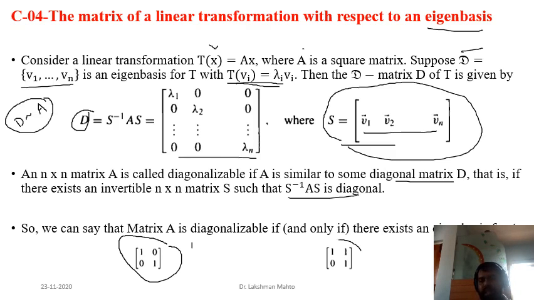But take the second example, also a 2 by 2 matrix. This one also has eigenvalue 1 with algebraic multiplicity 2. But this matrix is not diagonalizable, because it does not have an eigenbasis. So this matrix is not diagonalizable, but the first matrix is diagonalizable. I have taken both kinds of examples. Other things we will discuss in the next class.